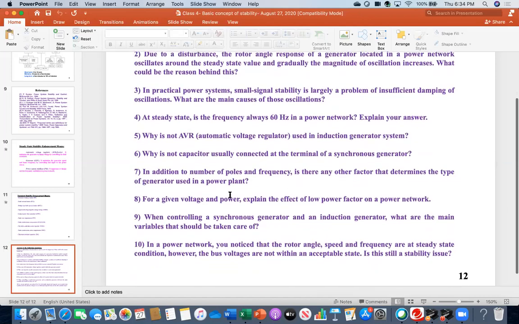Okay, then question number 7: in addition to number of poles and frequency, is there any other factor that determines the type of generator used in a power plant?